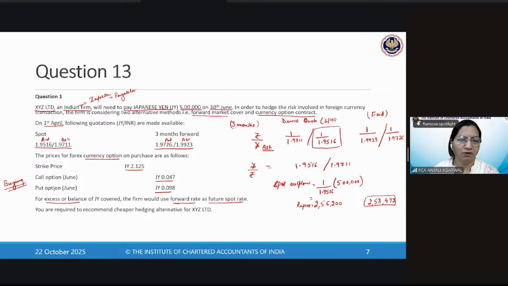Is it a call option or a put option? And we have also to be very careful. The option is available on what thing, what product or what currency is taken as a commodity here, and how much we have to pay. So the prices for foreign currency options are given. Japanese yen 2.125 and the premiums are given here. Further, it's mentioned that for excess or balance of Japanese yen covered, the firm would use the forward rate as the future spot rate. So whatever the forward rate comes out to be, we will assume that to be the future exchange spot rate.